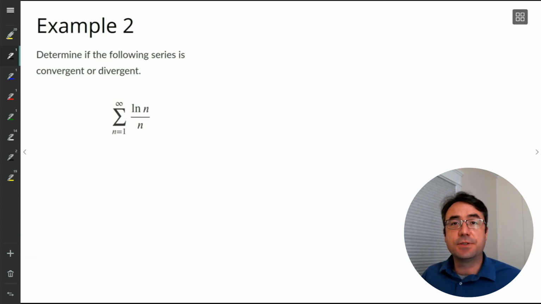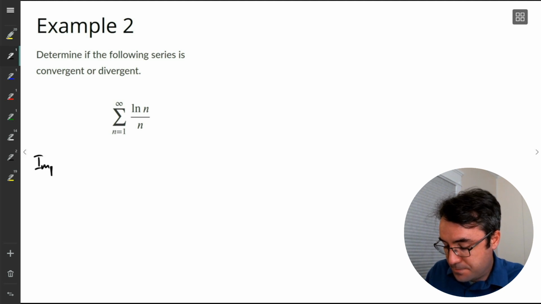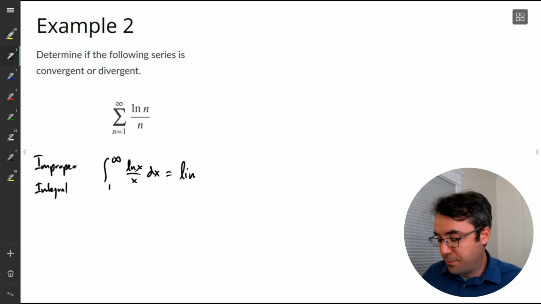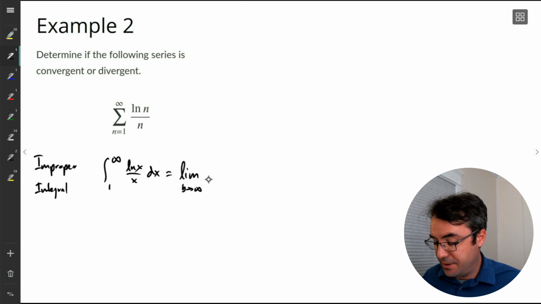So let's actually go through and do the improper integral now. So we're going to do the integral from 1 to infinity of our function, which is natural log x over x dx. First step for an improper integral, rewrite it as a limit. So we're going to do the limit as b goes to infinity of the integral from 1 to b of our function.